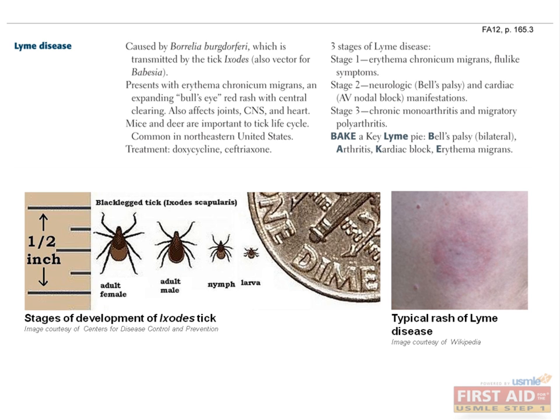However, it will often just have a central area that is darker or lighter than its surroundings, but not necessarily clear. Use this mnemonic here, bake a key lime pie, to remember the other manifestations of Lyme: Bell's palsy, arthritis, cardiac block, and erythema migrans.